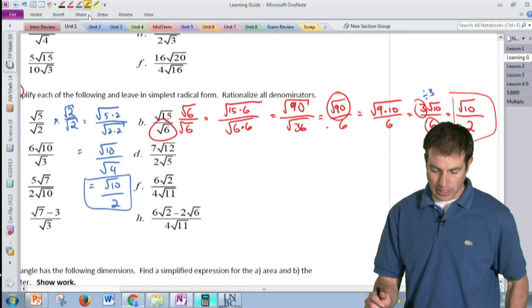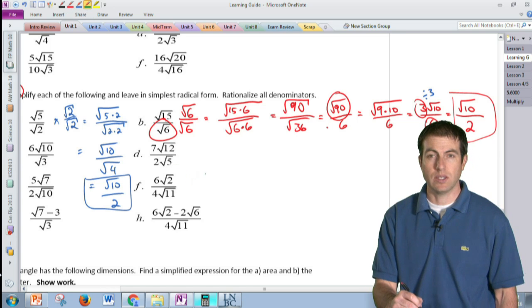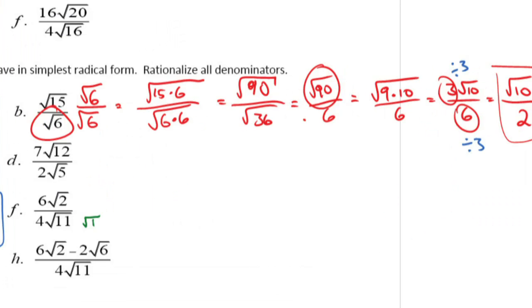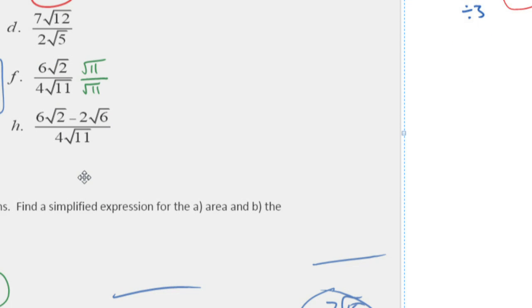I have this root 11 in the denominator. I want to get rid of it. I can't have any radicals in the denominator. That's what rationalizing means. So I'm going to multiply it by root 11. If I do that, I have to multiply the top by root 11 as well. And that will not change anything because essentially I'm just multiplying by 1.